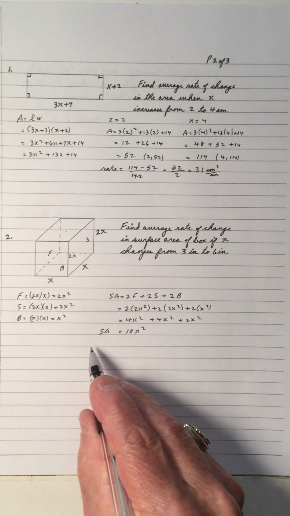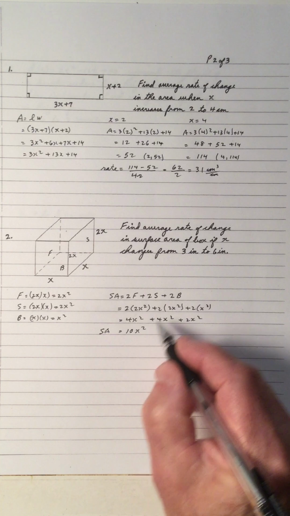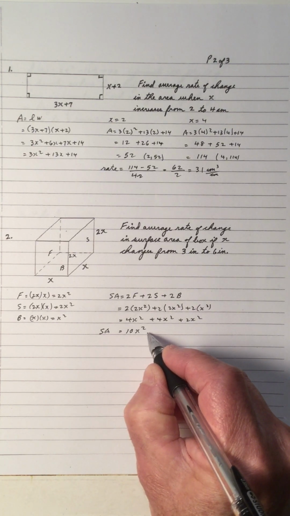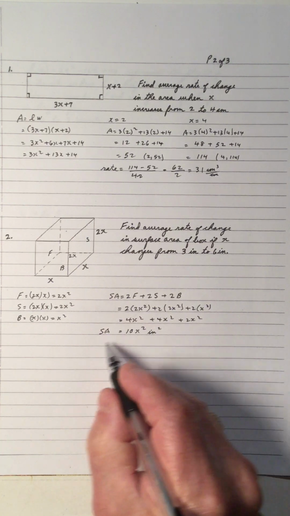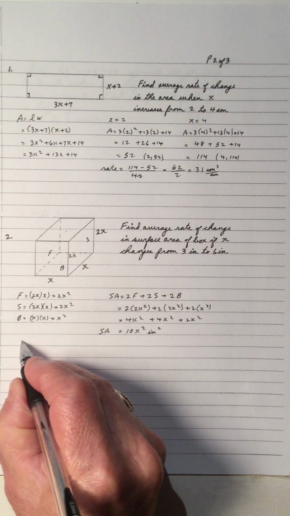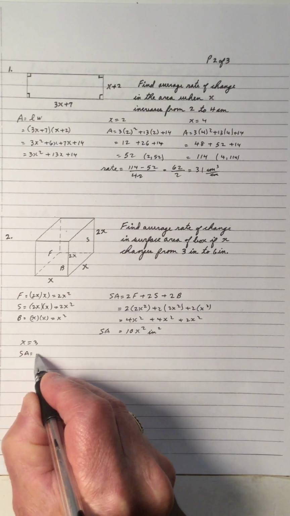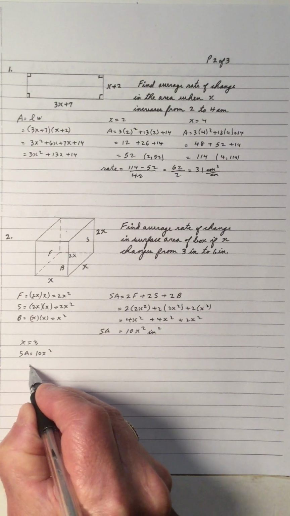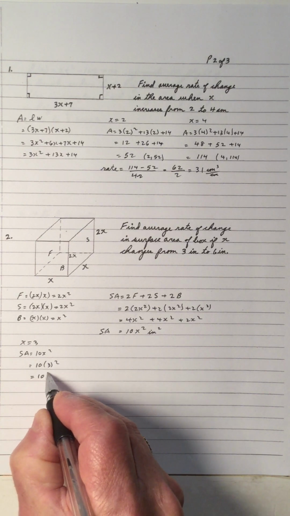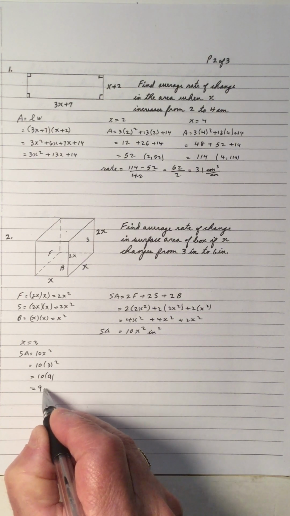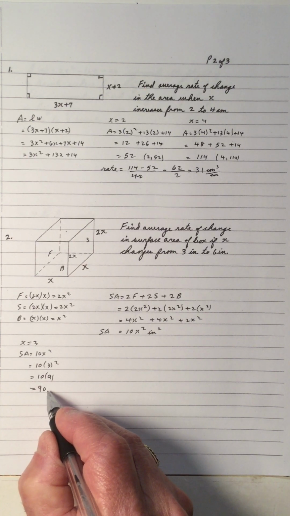So we have the surface area, and we want to find the rate of change in the area. The area is in inches, so if you think about it, this is inches squared as the dimensions. When x is 3, the surface area is 10x squared, so it's 10 times 3 squared, 10 times 9, so the surface area is 90. And that's an area, so that's square inches.